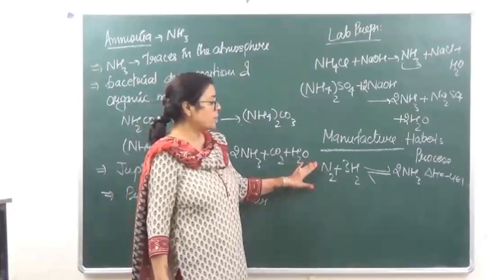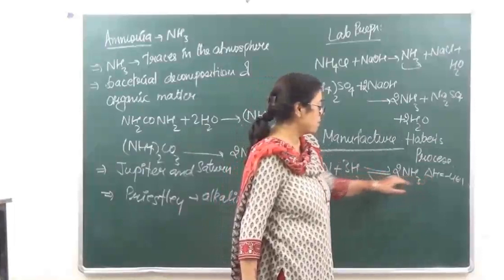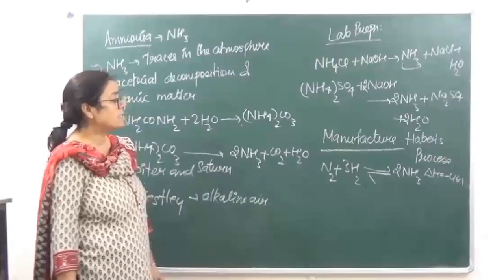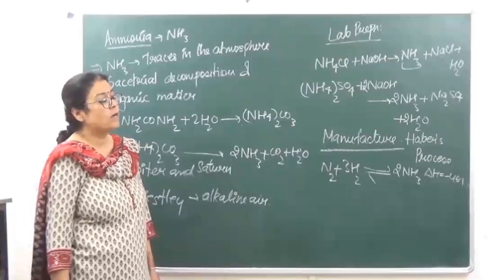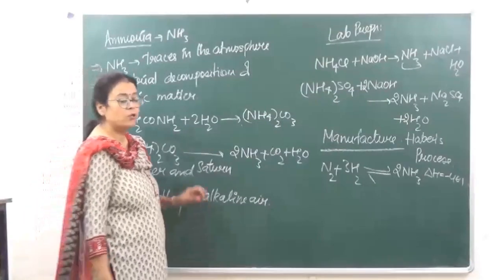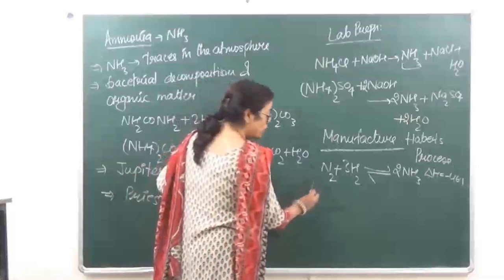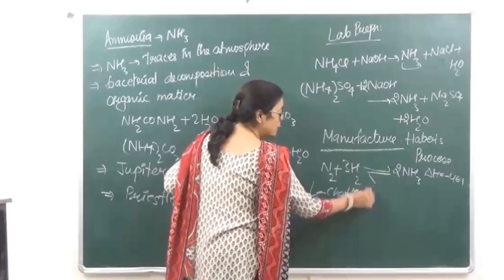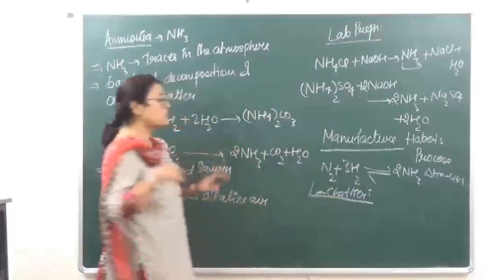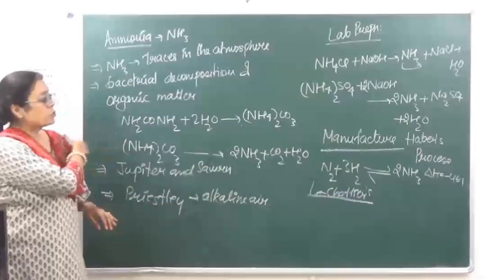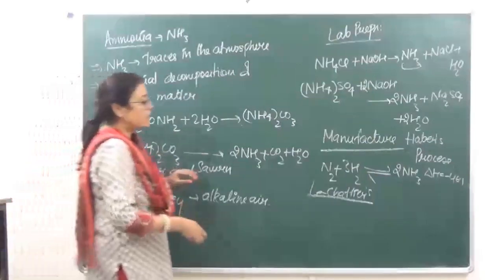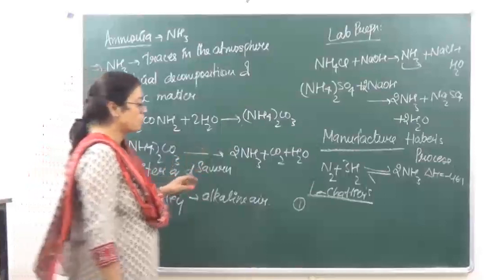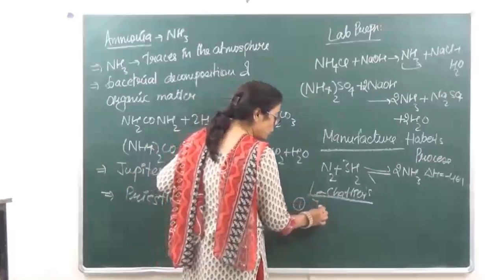Now we can see over here that the reaction is exothermic, number one, and second, the reaction is reversible in nature. So in this case, to get the best yield of ammonia, we are going to follow the Le Chatelier principle. According to Le Chatelier principle, the conditions which are required to produce the maximum amount of ammonia: number one, because of the exothermic nature of the reaction, the temperature should be low.